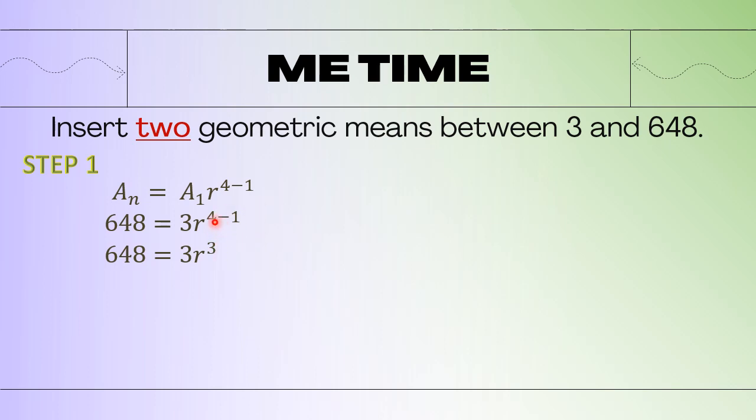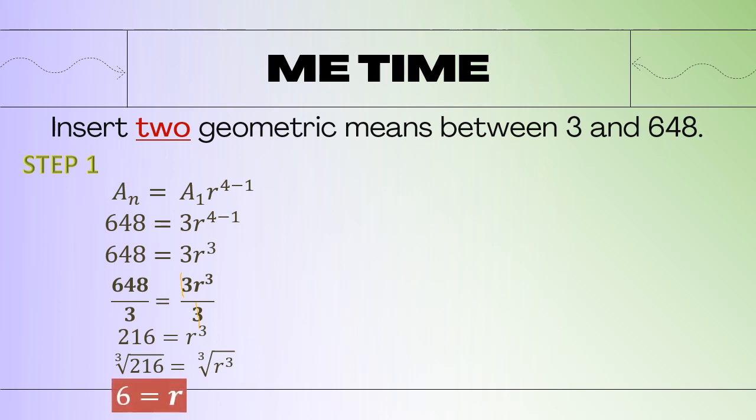So now, let's simplify. 4 minus 1, so it's 3. And same process, guys, let us isolate r cube by dividing both sides by 3. Okay, and so we can cancel out this 3. And so our remaining terms in our given equation would be r cube equals the quotient of 648 and 3, which is 216. And of course, let us get the cube root of both sides of the equation, and what will be our answer for this? So our ratio is equal to positive 6 only.